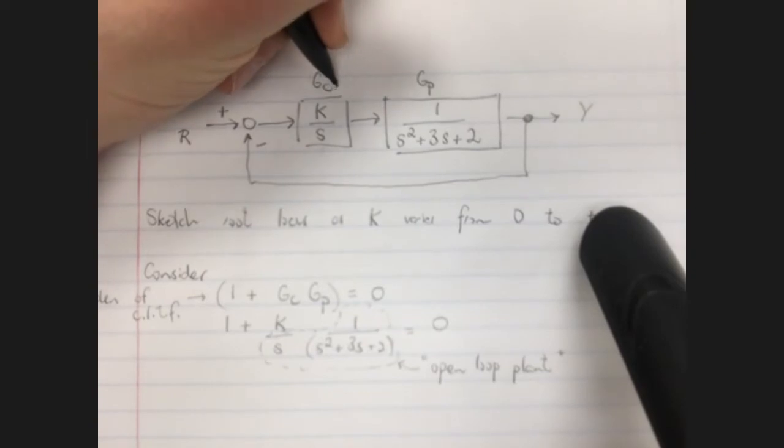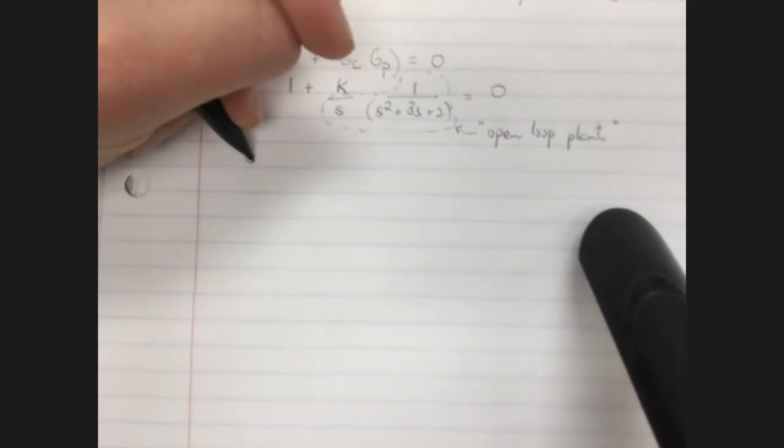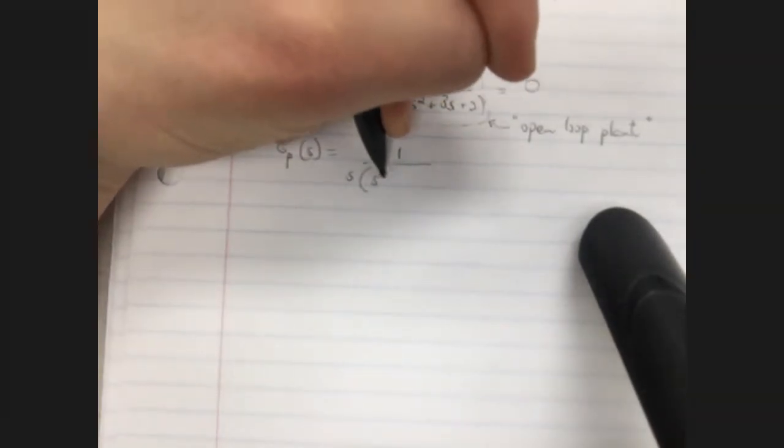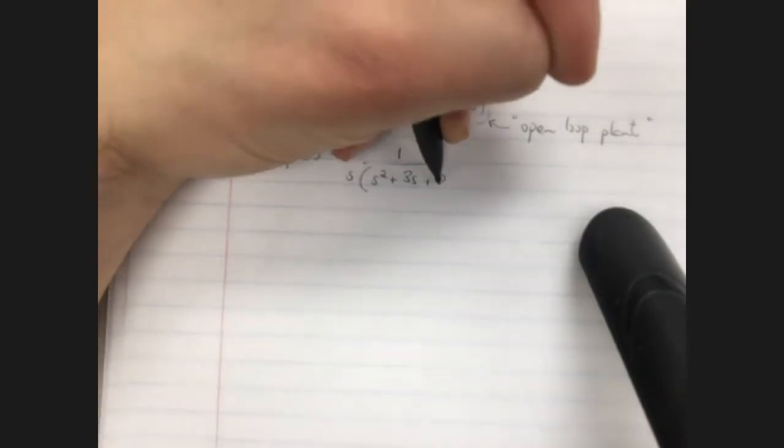So let's get it started. Just for reference here, I'm going to call this GC1 and GP1, but my open loop plant is going to be this thing. So I'm going to call that going forward GP of S. That's my open loop plant, and it's going to be 1 over S times S squared plus 3S plus 2.